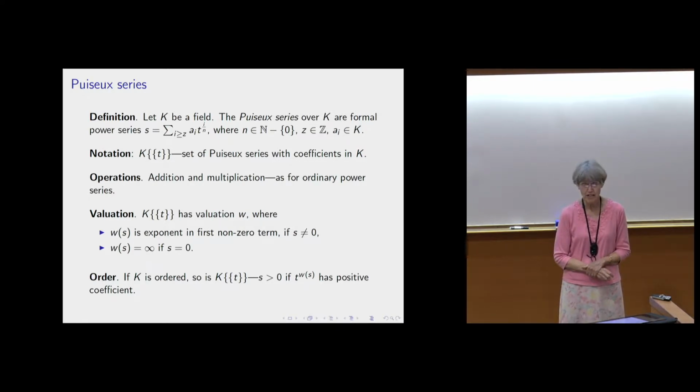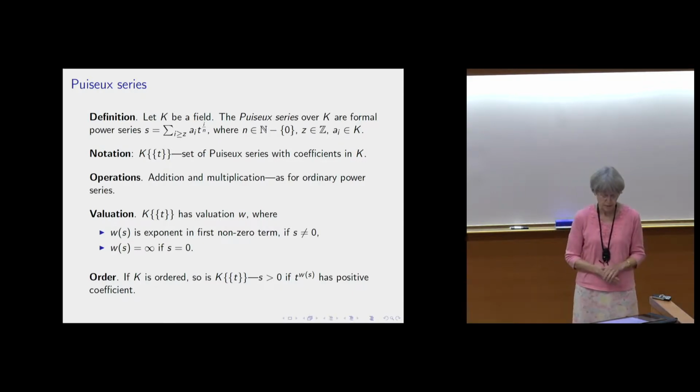There are natural operations on these. They're the same as for polynomials or for ordinary power series. There's a natural valuation where we take the rational exponent in the leading non-zero term. We take the valuation to be infinity if there aren't any non-zero terms, that is, if we have just zero. There's also a natural ordering. If the field K happened to be ordered, say it was the field of real numbers, then we look at the leading term and ask whether it is positive or negative. And that determines the sign of the power series.